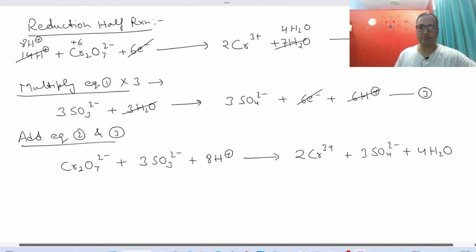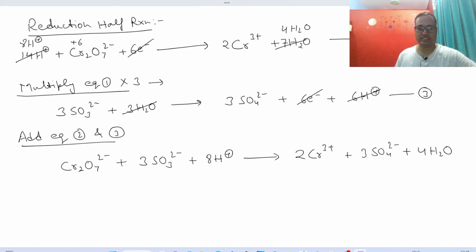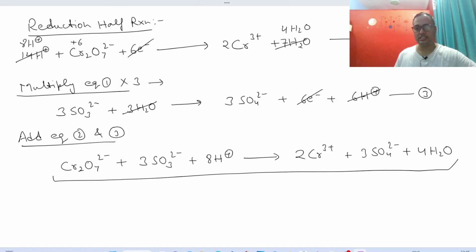Now check it out. Chromium on both sides is 2 atoms. Sulfur on both sides is 3. Oxygen: 7 plus 9, it would be 16 on the left hand side. On the right hand side, 3 times 4 is 12, and 12 plus 4 is 16. And hydrogen is 8 on the left hand side and 4 times 2 is 8 on the right hand side. Now this is our balanced chemical equation.